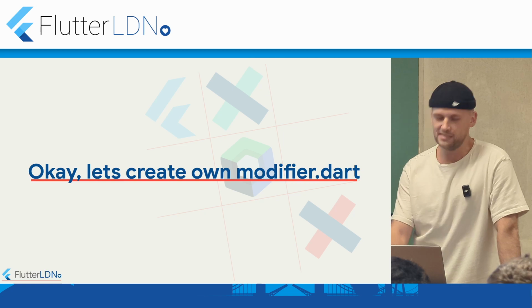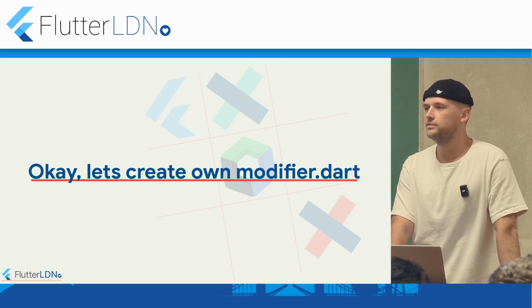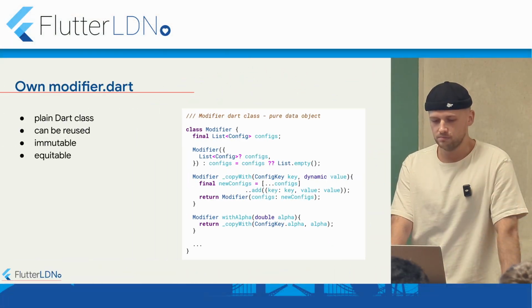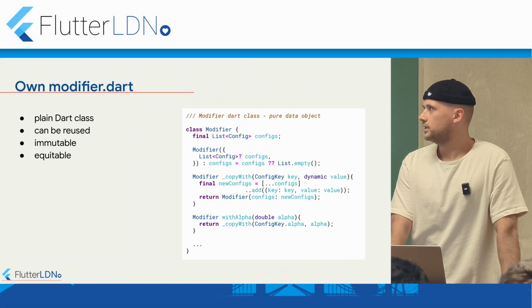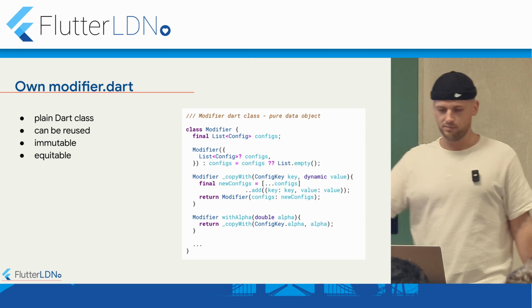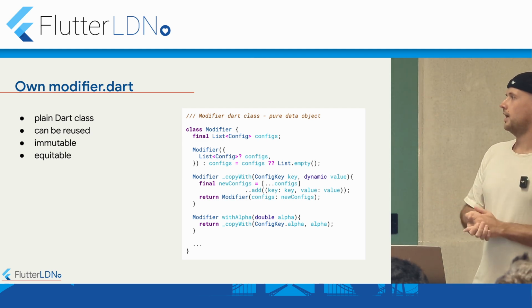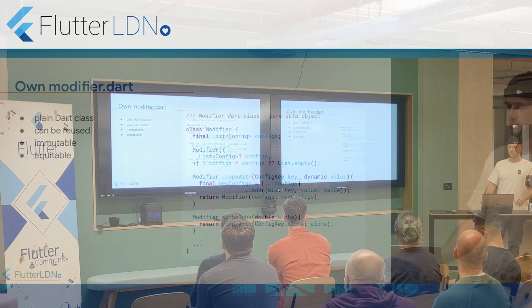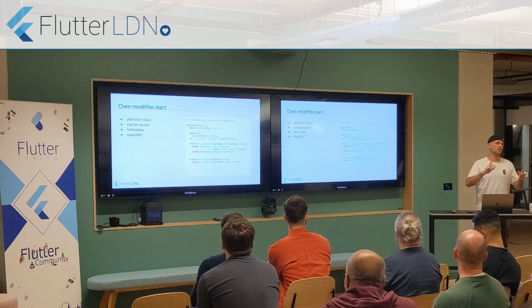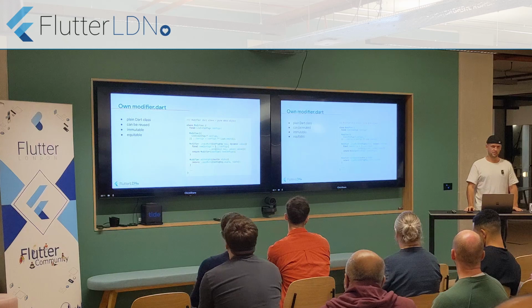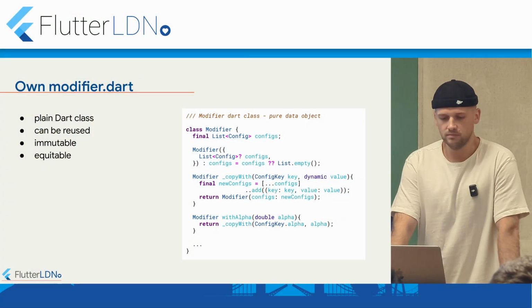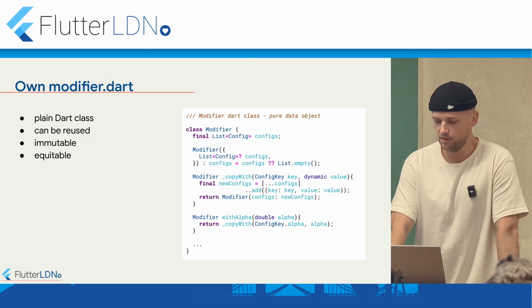But yeah, let's make a modifier. So at least it looks like a modifier in Compose and probably behaves like a modifier in Compose. So that's a modifier I decided to create. It's a plain Dart class. It can be reused. It is immutable, equatable, and it's just like a set of configuration. Under the config, I've hidden all the configurations, let's say like background, paddings, align, whatever we can imagine. It is generic here, but you can catch the code and you can see it. Not bad so far. Modifier class is here. It is a plain Dart class.